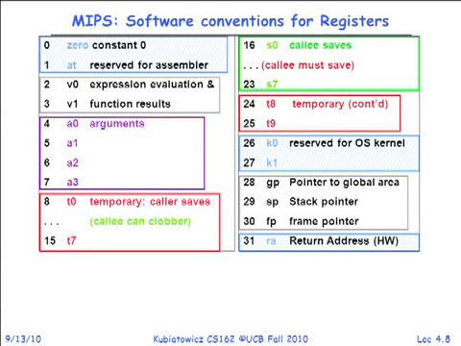Now, notice how the other things are classified here, for instance. So 8 through 15 here are called caller saves registers. 16 through 23 are called callee saves. And then here's another couple of temporaries, which are actually caller saves. And then we have a couple that are said to be reserved for the kernel. And then we have a few registers which are like pointer to global area. Okay, global variables are there. Stack pointer. That one should ring a bell with everybody.